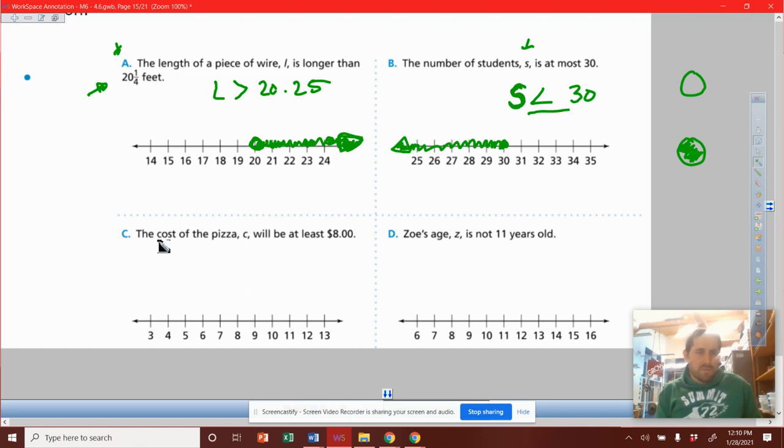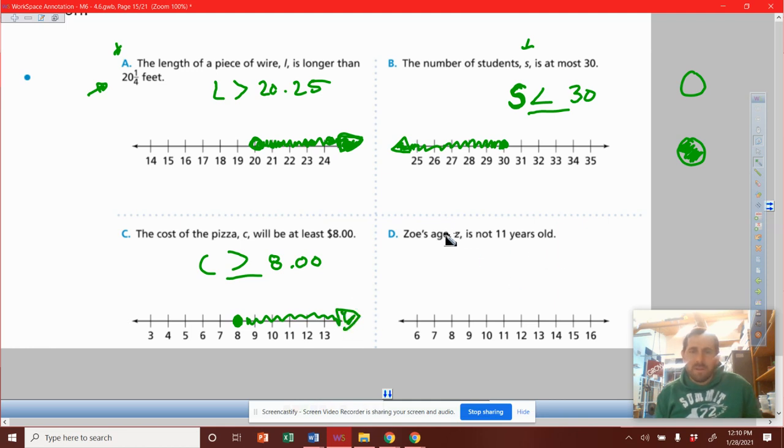Okay. So the total cost of pizza C will be at least $8. So our cost is going to be greater than or equal to $8. At the lowest or at the least, it's going to be $8, but it's going to be more than that. All right, so here I have a closed dot, and then numbers that are greater than 8 go this way.